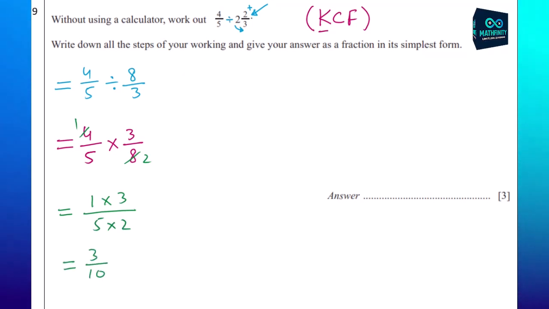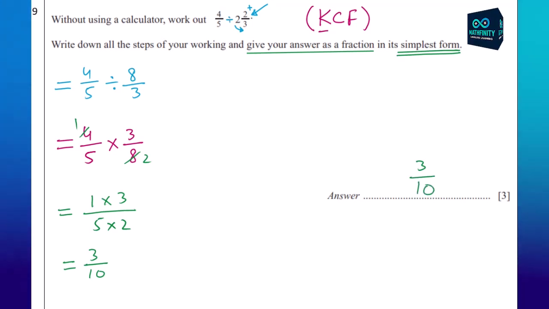And read the statement, this one. Give your answer as a fraction in its simplest form. So we already converted it to simplest form because 3 and 10 are not divisible by any table. So this is the final answer, 3 over 10. Hopefully, guys, you understand.